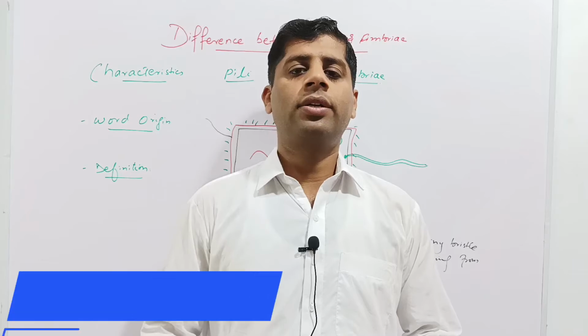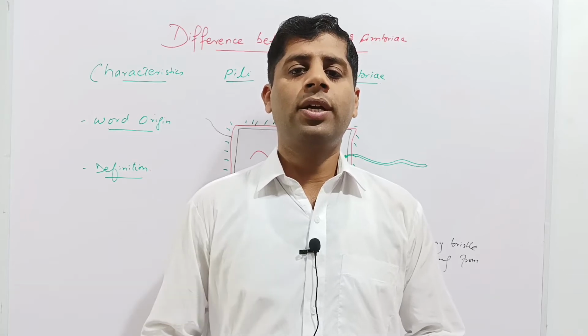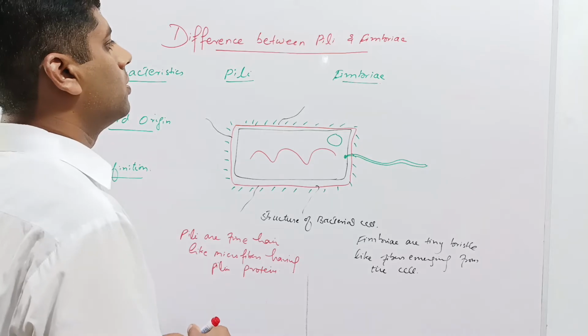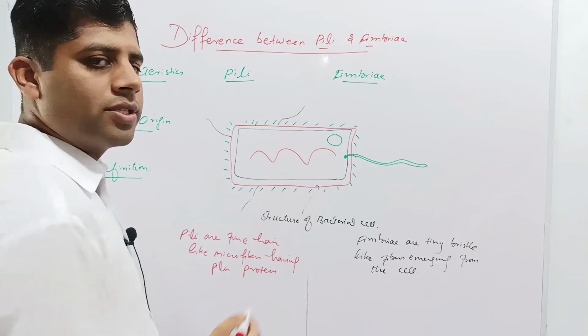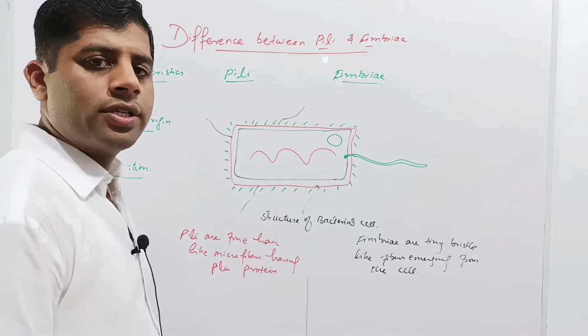Hi, I am Dr. Arsalan and today we are going to differentiate between the pili and fimbriae in bacterial cell. Both pili and fimbriae are structures of bacterial cell and are present on the surface of the bacteria.